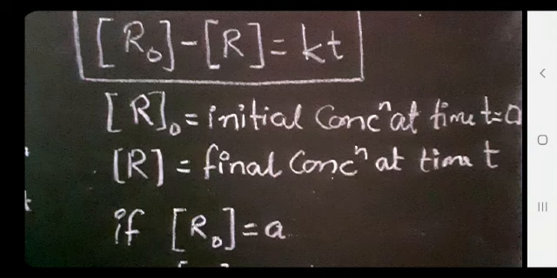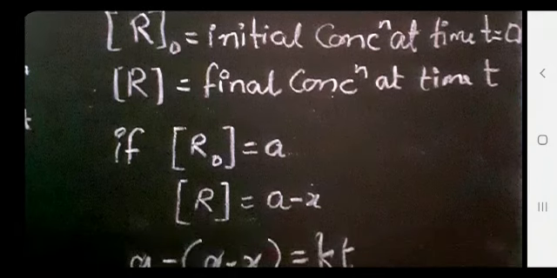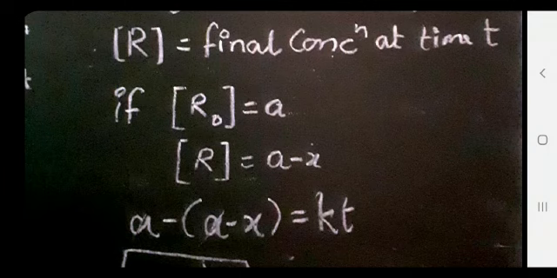If we have the value of R naught as a, then after the passage of some time, some of the reactant is involved in the formation of product. That's why the amount of reactant converted into product is taken as x, and R can be written as a minus x.